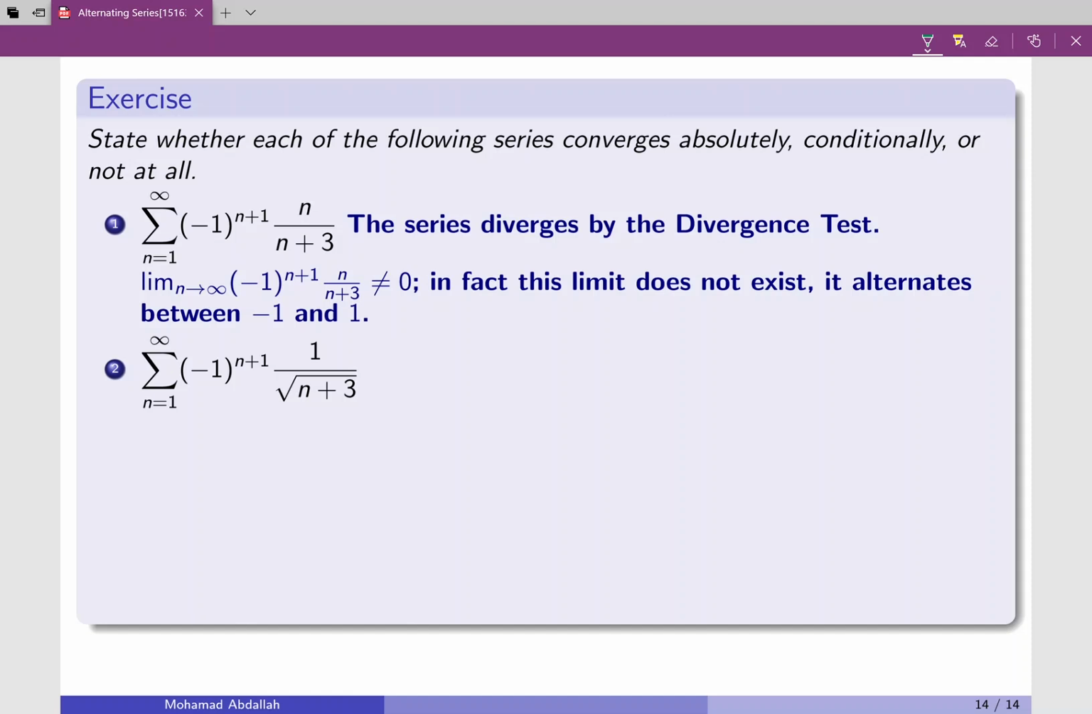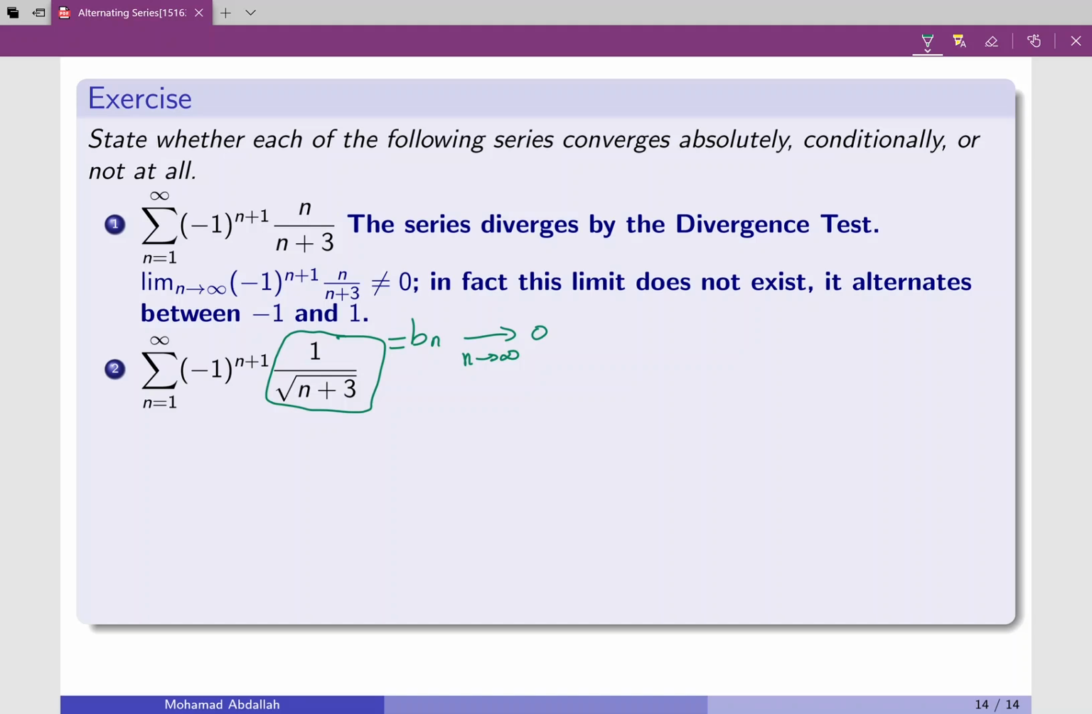Now, look at that one here. Sum from n equal 1 to infinity of (-1)^(n+1) times 1 over radical n plus 3. It's an alternating series. I know that this guy, if I call it Bn, goes to 0 as n goes to infinity, because it's going to be 1 over radical infinity, which is 1 over infinity, and that's 0.